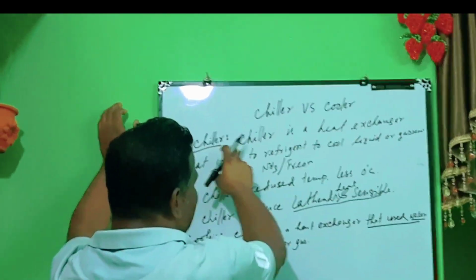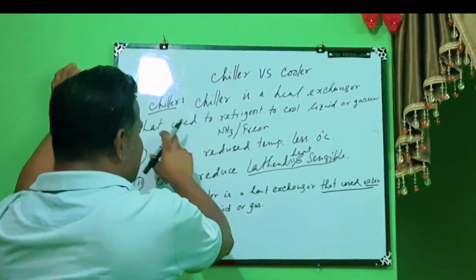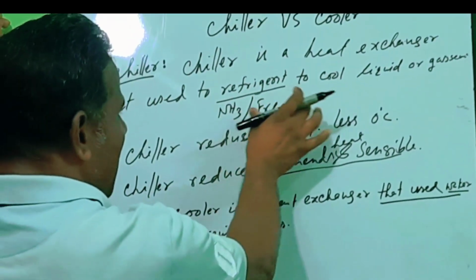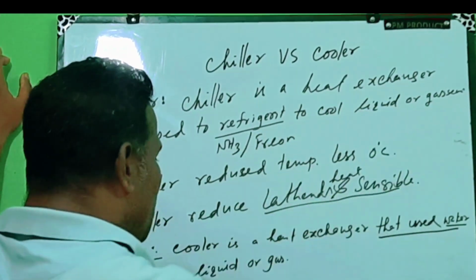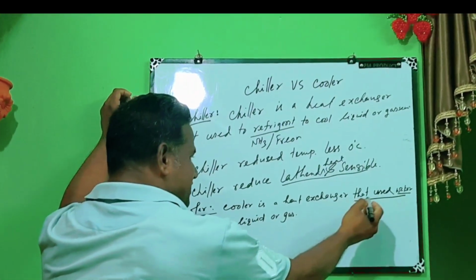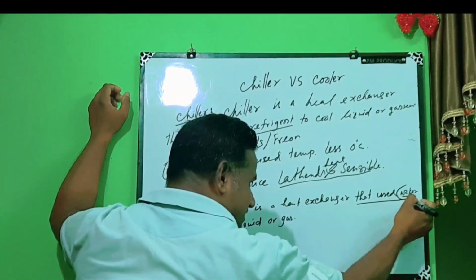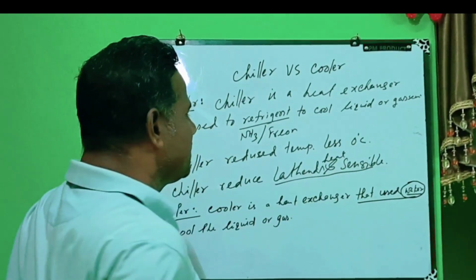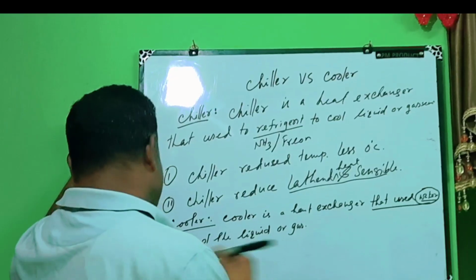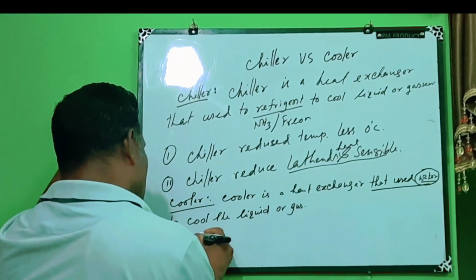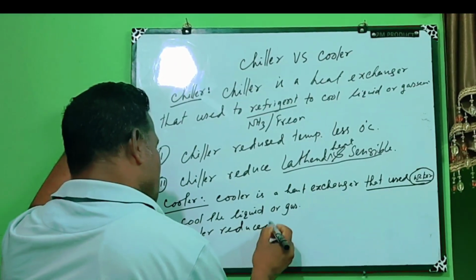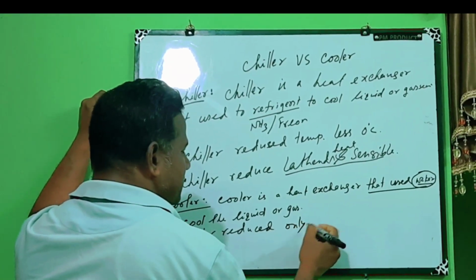On the other hand, you can see there, chiller is a heat exchanger that uses refrigerant. Refrigerant means ammonia and freon to cool liquid or gases. But on the cooler side, cooler is a heat exchanger that uses water. Here, instead of a refrigerant, only water is used for cooling the liquid or gaseous. Cooler reduces only sensible heat.